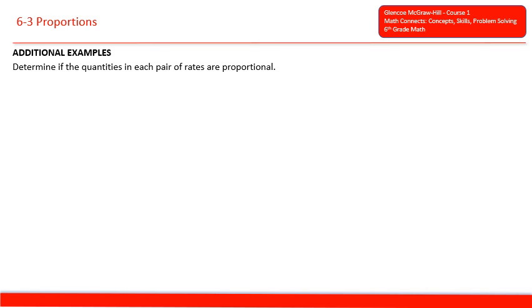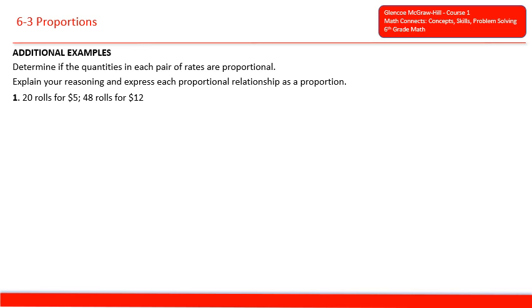Additional examples. Determine if the quantities in each pair of rates are proportional. Explain your reasoning and express each proportional relationship as a proportion. 20 rolls for $5 or 48 rolls for $12. So we have $5 for 20 rolls, and that comes out to 25 cents per roll because we divided 20 rolls by 20 to get 1, which is our unit, and $5 divided by 20 to get 25 cents.